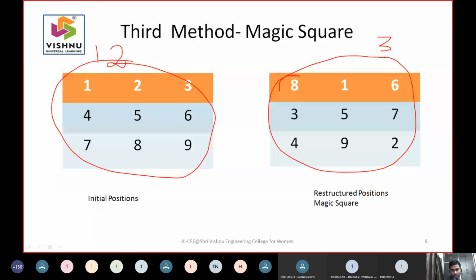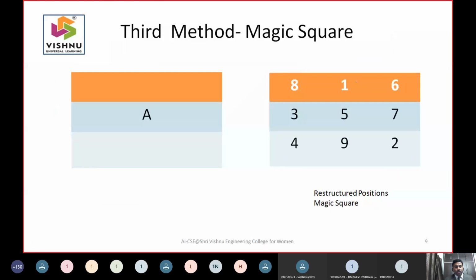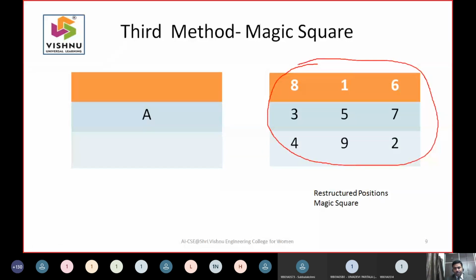8 position will be the first position. Second position will be 1. So you change the positions. Can you have a better way of playing or not? This is what it is. So what we do now is I'm going to the next slide to show how this game can be played now. So this is what the magic square is. Restructured positions. The positions are restructured.